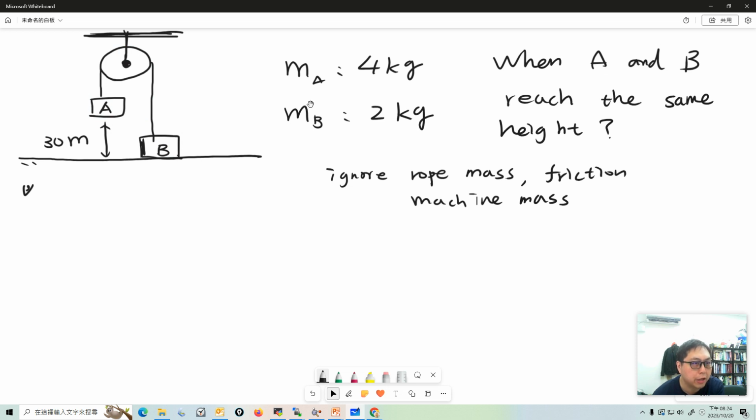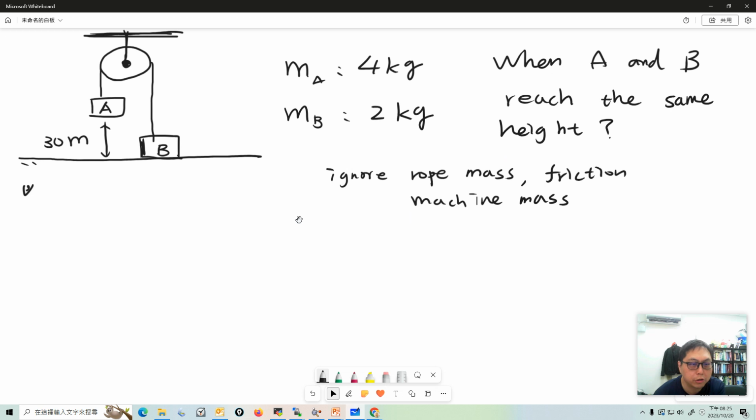The mass of A is 4 kilograms and the mass of B is 2 kilograms. A is 30 meters away from the ground in the initial setup. Intuitively, A has a larger mass than B, so after this initial setup A will go down and B will go up. The question asks when A and B reach the same height.